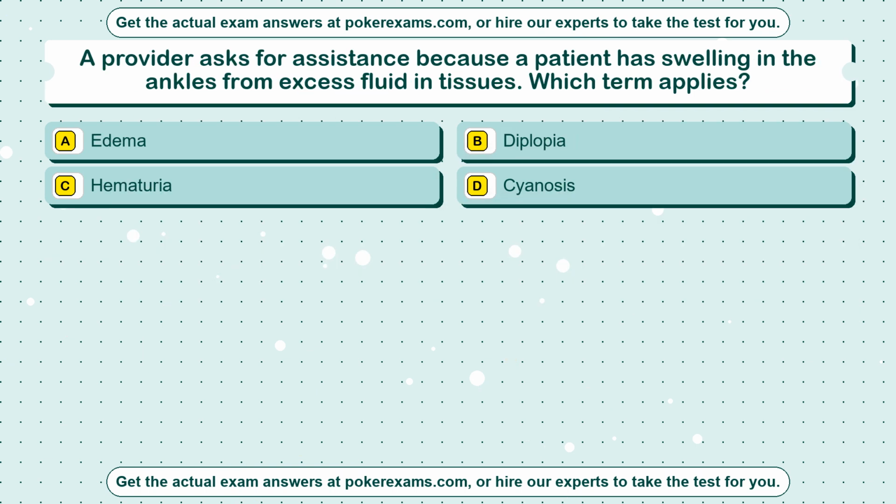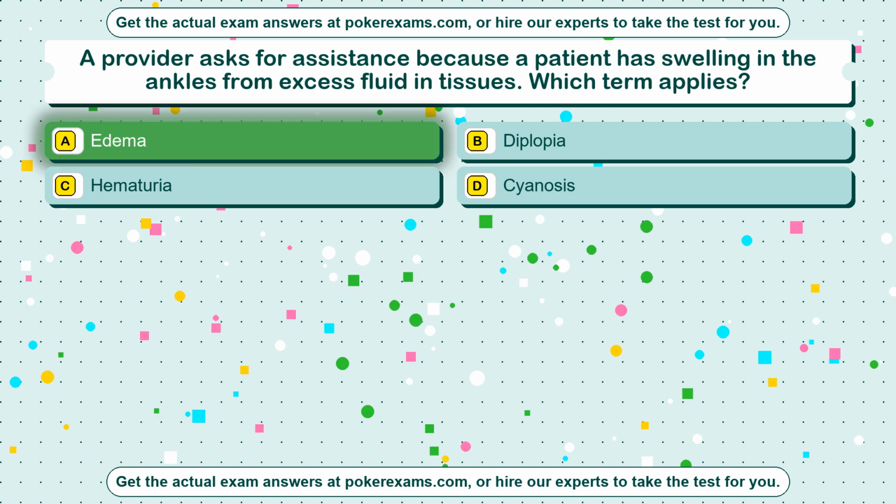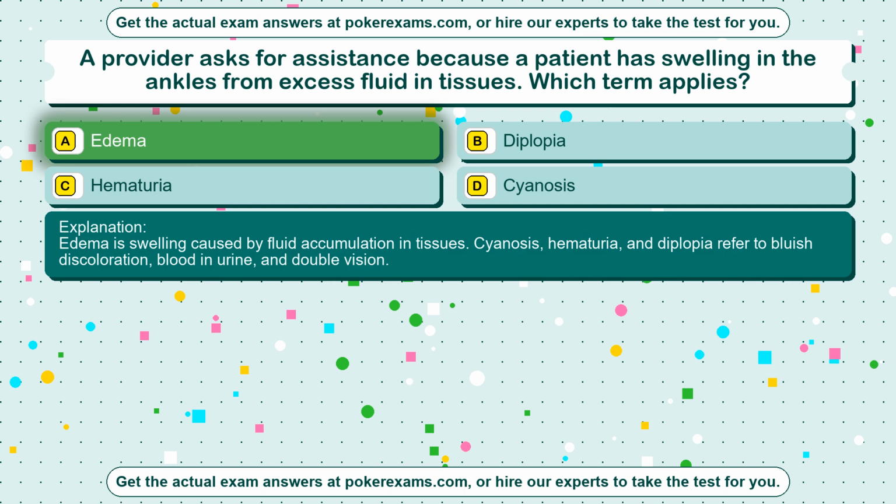Question 64. A provider asks for assistance because a patient has swelling in the ankles from excess fluid in tissues. Which term applies? Option A, edema. Option B, diplopia. Option C, hematuria. Option D, cyanosis. The correct answer is option A, edema. Edema is swelling caused by fluid accumulation in tissues. Cyanosis, hematuria, and diplopia refer to bluish discoloration, blood in urine, and double vision.